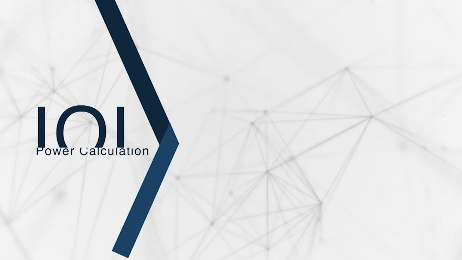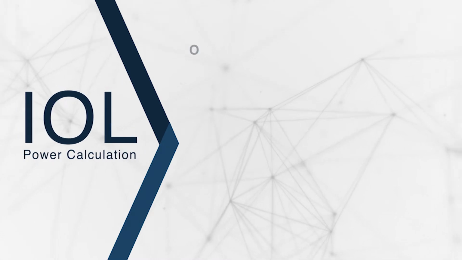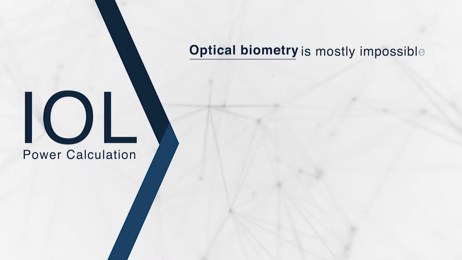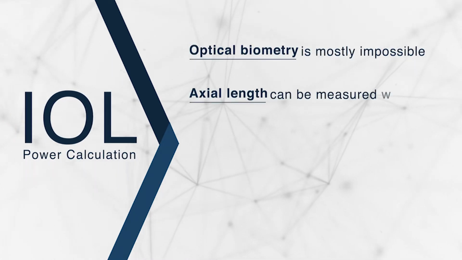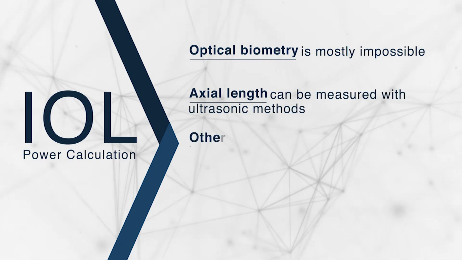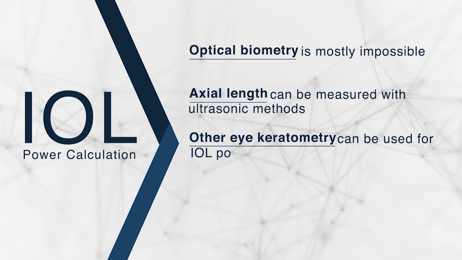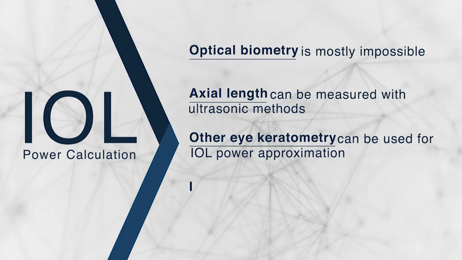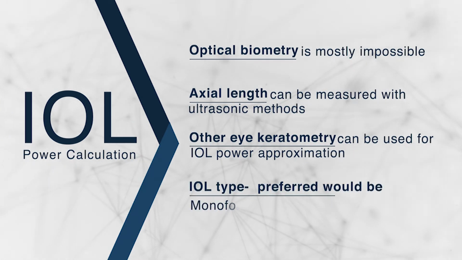IOL power calculation by optical biometry is mostly impossible. Axial length can be measured with ultrasonic methods. Other eye keratometry can be used for IOL power approximation. The IOL type preferred would be monofocal.